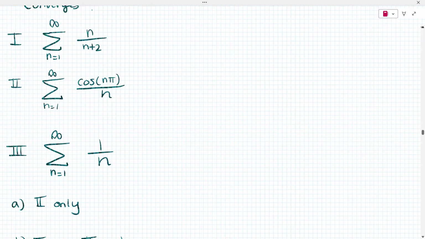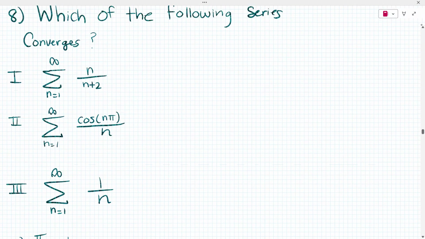Okay, so let's just test each one individually. Let's start with Roman numeral 1. What kind of test shall we use? Can you write down the series to help you figure out which test we should use? So we have some kind of rational function, so we can definitely use the nth term test.